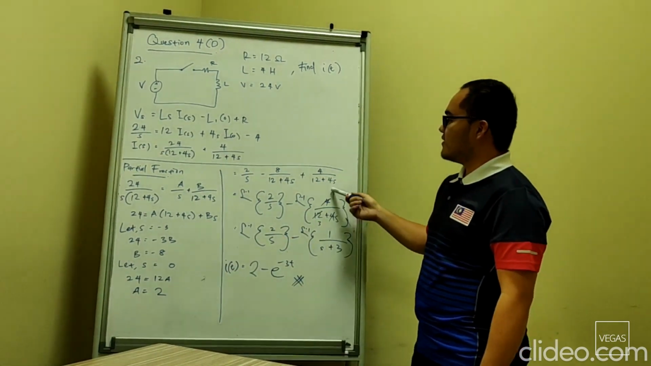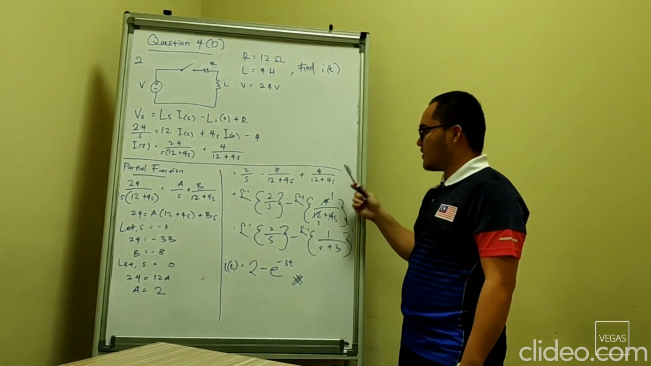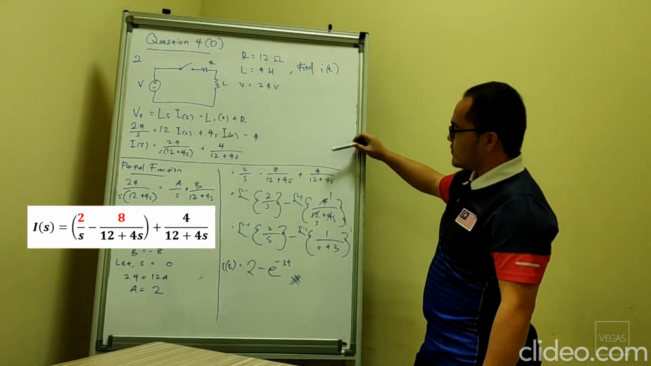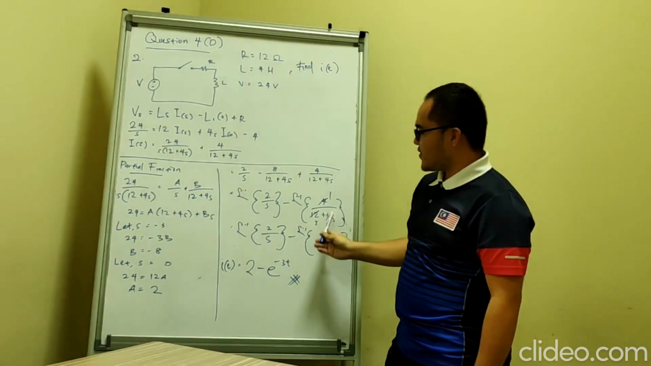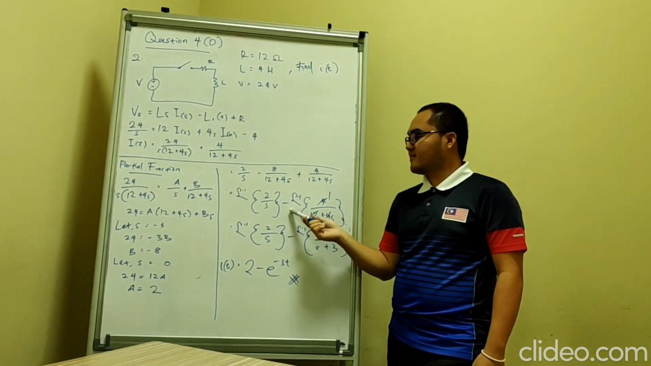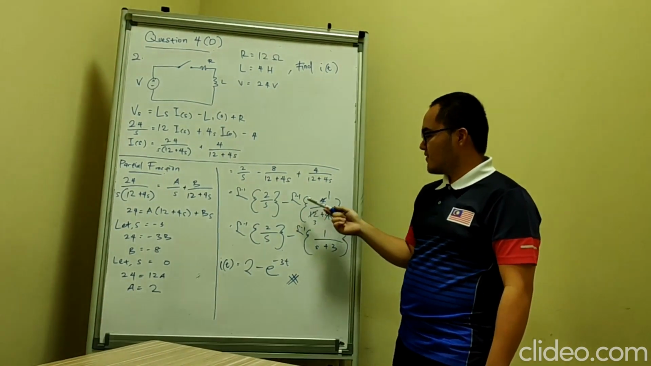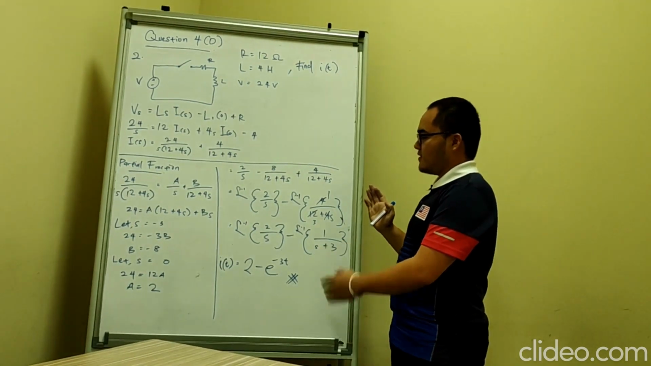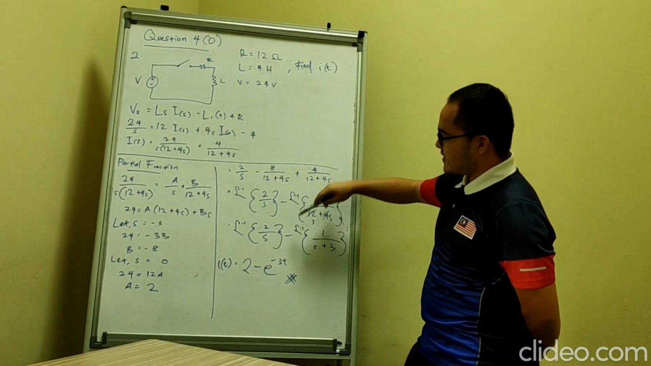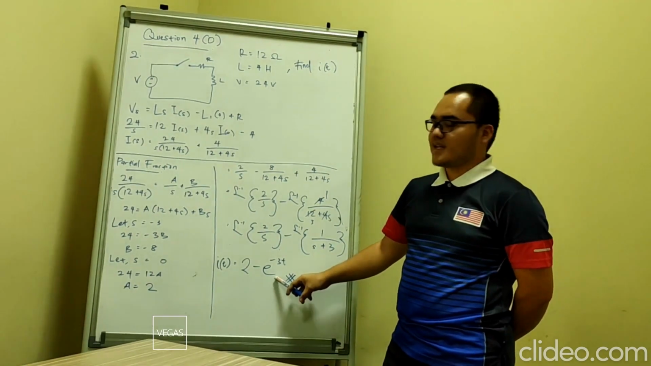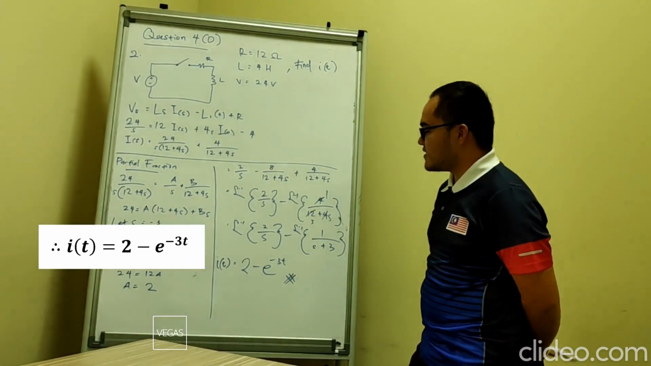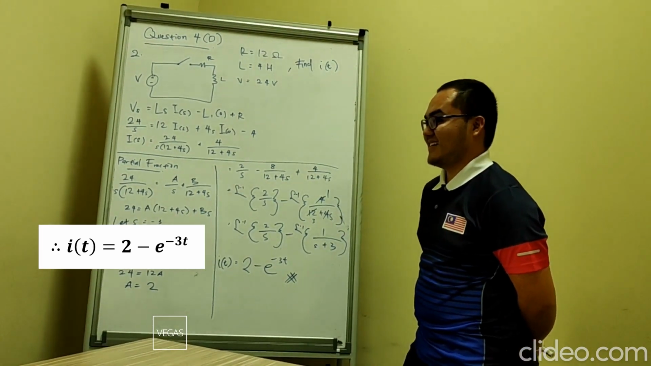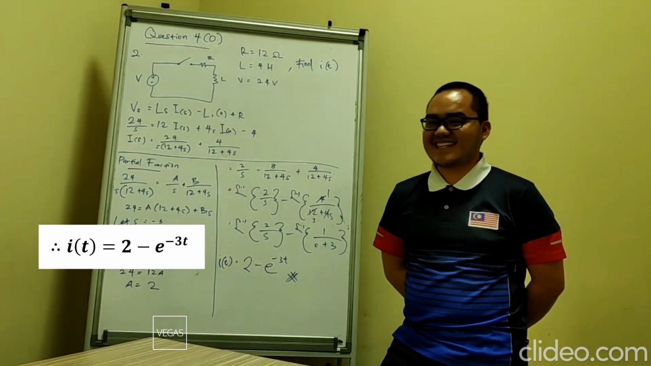Hence, this is the equation. And then we combine the equations together, and then we get this form, which is already in Laplace transform form. And then for this equation, we do the inverse Laplace transform, and then we get the answer in the time domain. So the answer is, the current is 2 minus e to the power of negative 3t. Thank you.